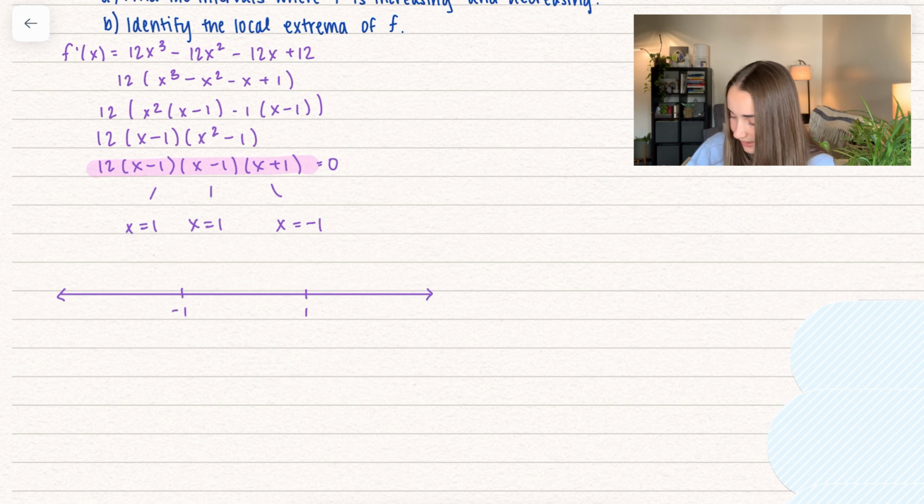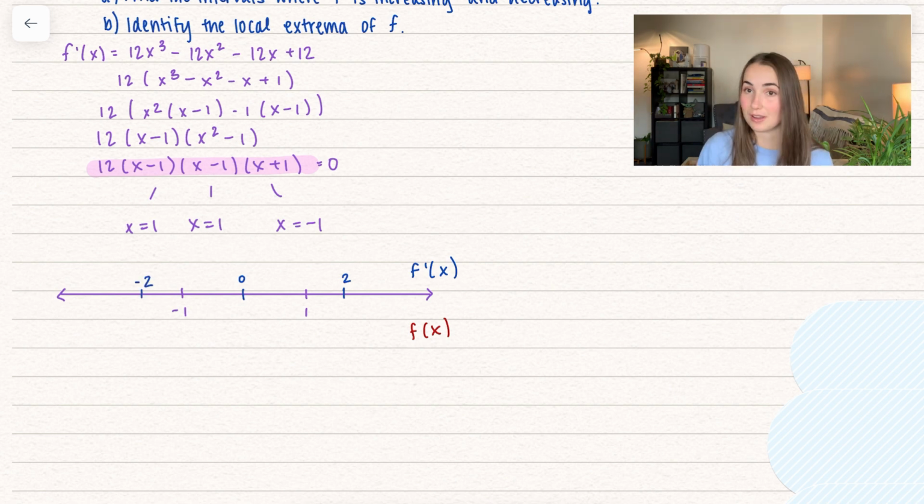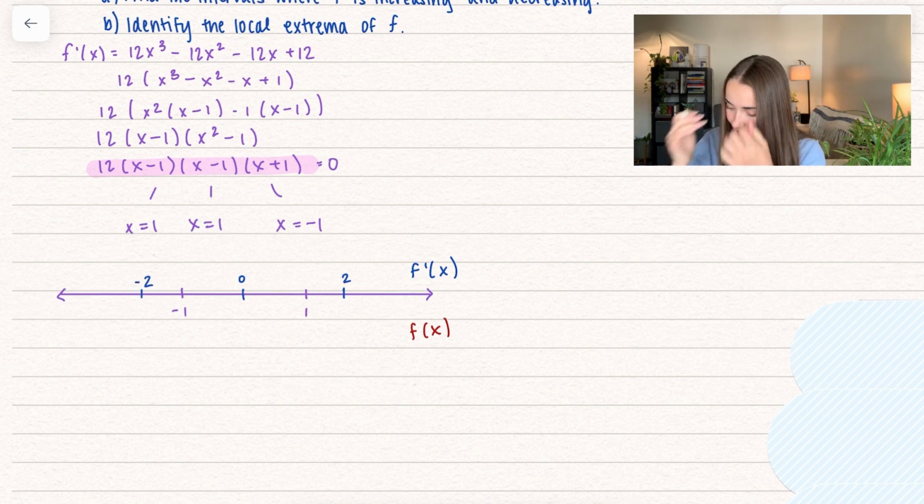And remember, we test points into the first derivative because if they're positive or negative, that tells us if our function is increasing or decreasing. So let's find some test values. A nice easy one, we get a 0, and let's go with 2 and negative 2. And remember, we're plugging this into our derivative. So let's set that up.